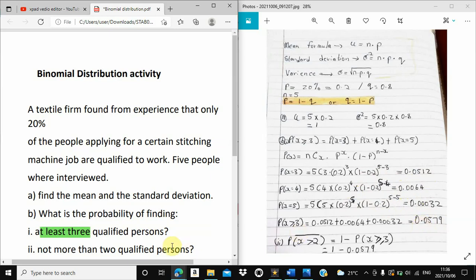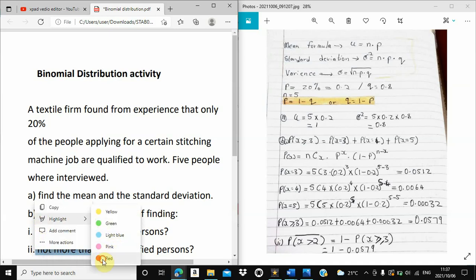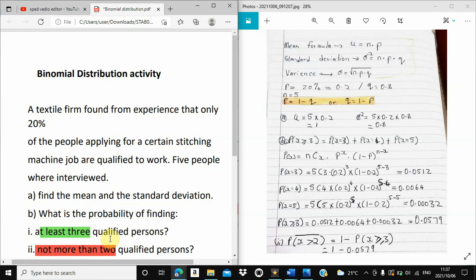Now, secondly, what is the probability of finding not more than 2 qualified persons? Now, understand this statement, guys. They say not more than 2. Let's highlight this statement. Not more than 2. There is something here that you have to understand. When they say not more than, they don't mean less than or equal to 2. Because many, when they read this statement, will think maybe they say less than or equal to 2. You are going to get a wrong answer.